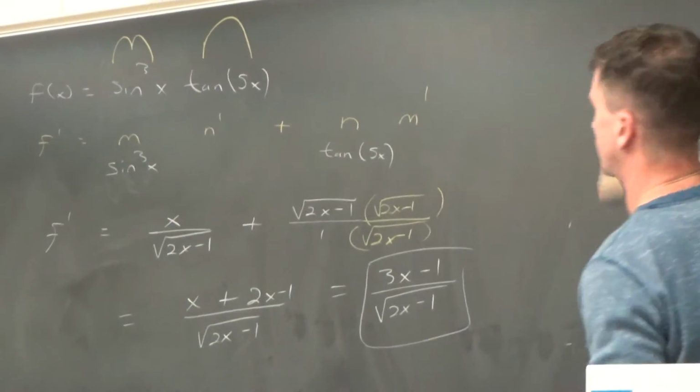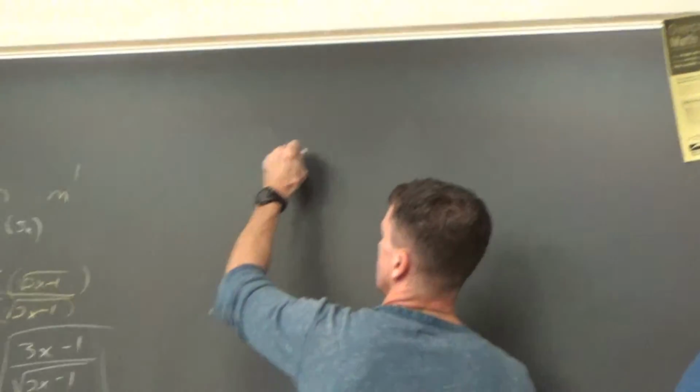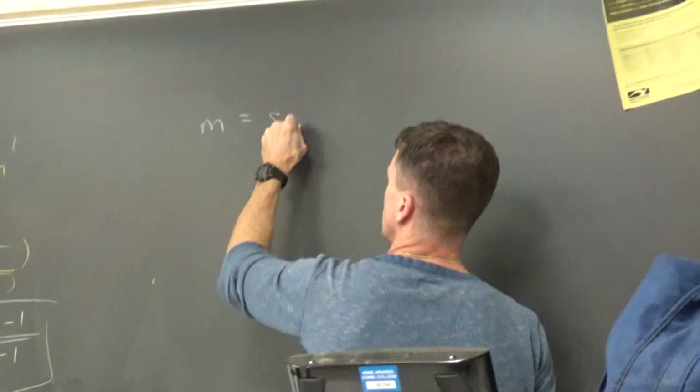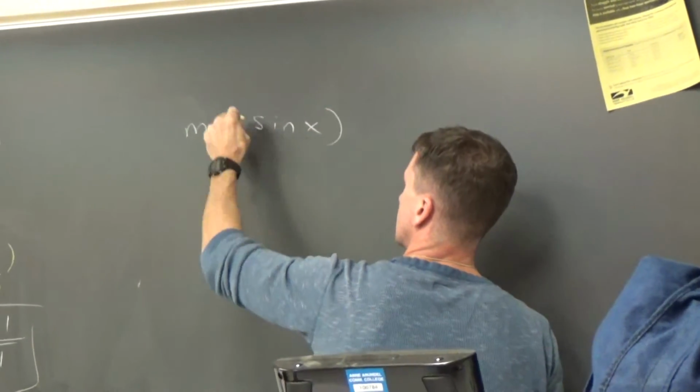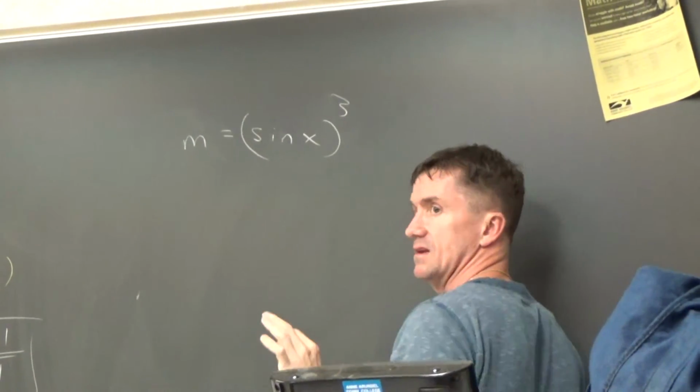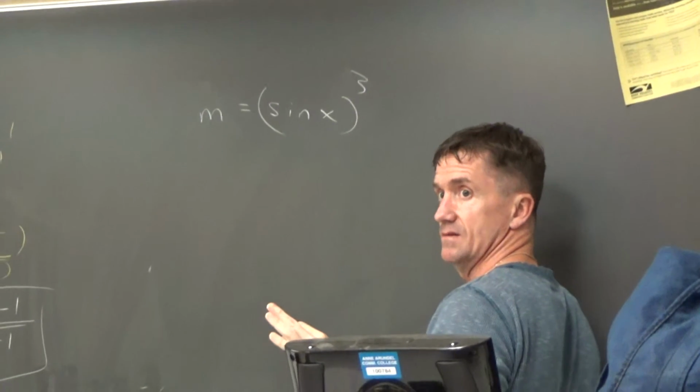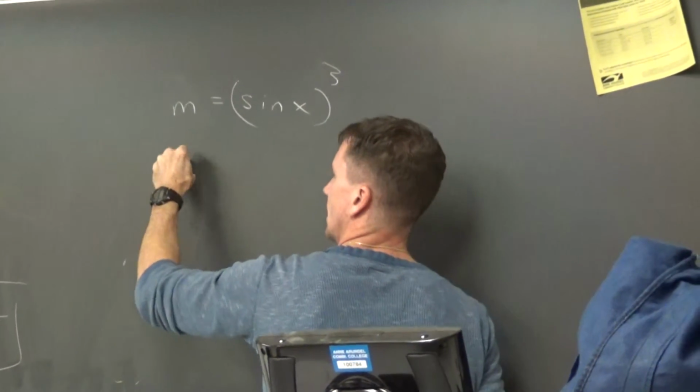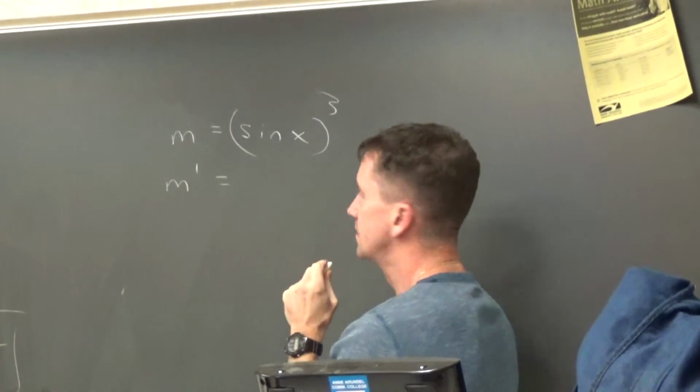But I think we should go off to the side and figure out these other derivatives. Say m equaled sine cubed x. Can I think of it like that? Right? Let's find m prime.